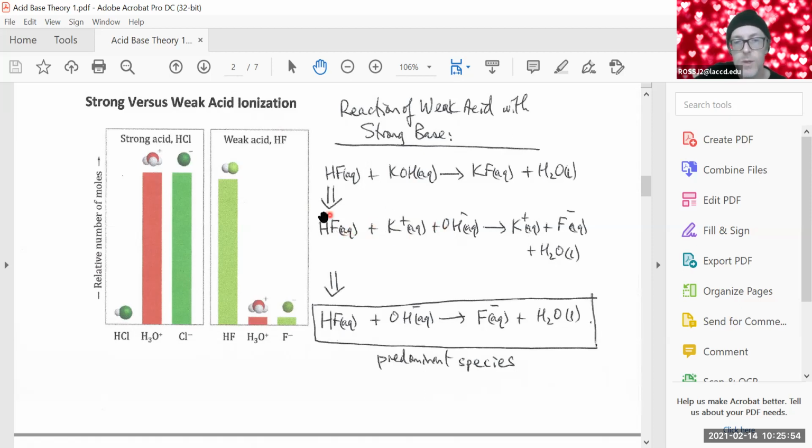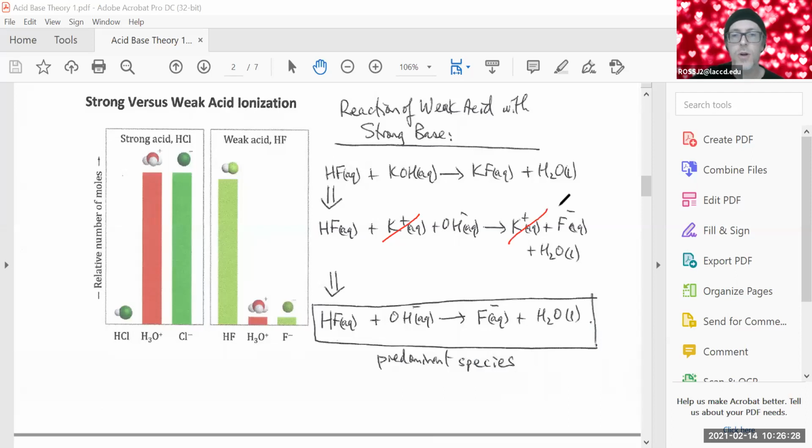So now you can really see what's happening. I've got HF with these free ions. And I know that I'm going to have a double displacement or a neutralization. So I'm going to form water and KF. Well, KF is a strong electrolyte. It's a salt, but it's also a strong electrolyte, so it will completely dissociate. And we have water. So I can cancel K from both sides.